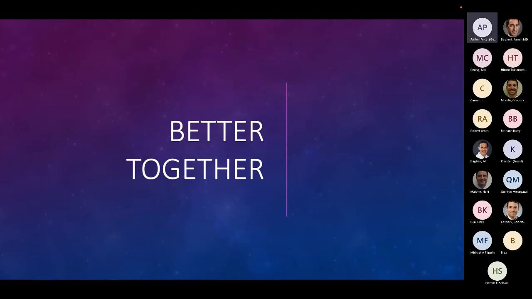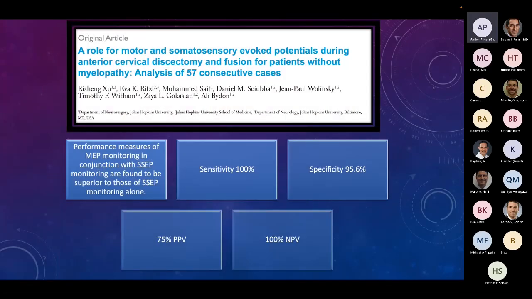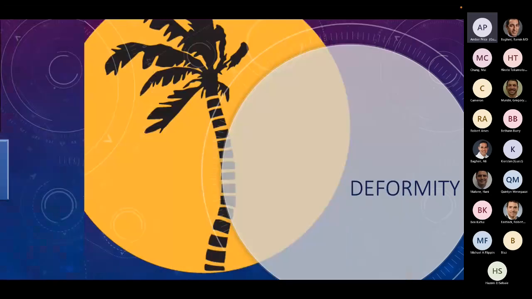So what they found was, well, if we put them together, does that improve the sensitivity and specificity? And so this is one of the first studies that looked at putting motor and somatosensory evoked potentials together and then analyzing postoperative deficits. And they found a significant improvement in the overall sensitivity and specificity. You can see those there, as well as the positive predictive value and negative predictive value.